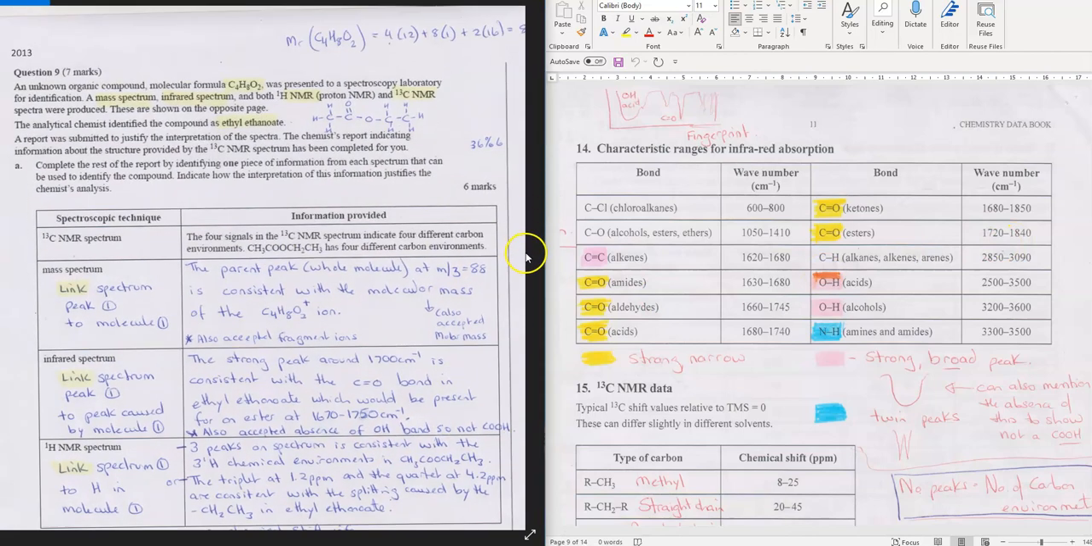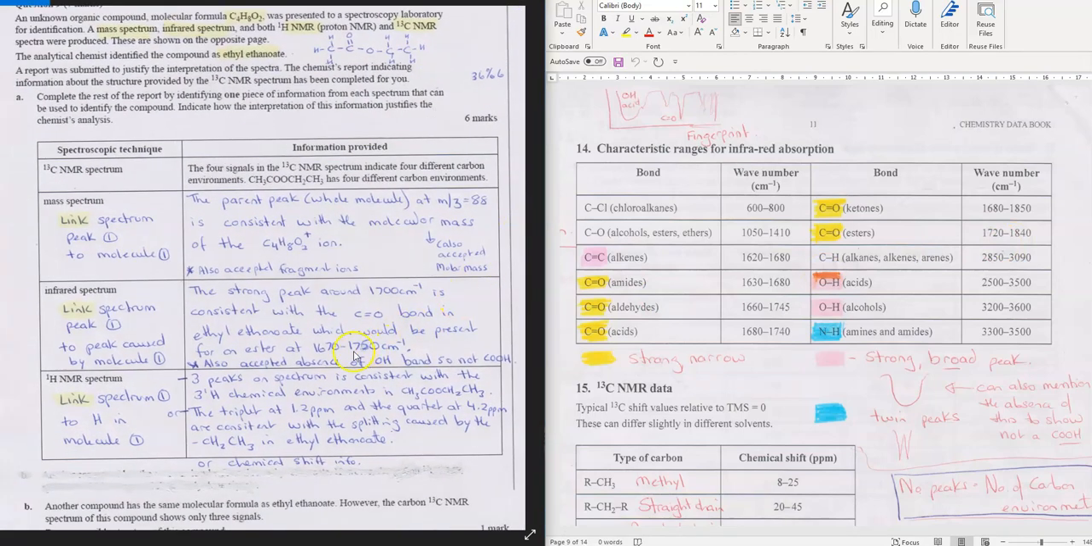So the 2013 exam answers are wrong. All right.